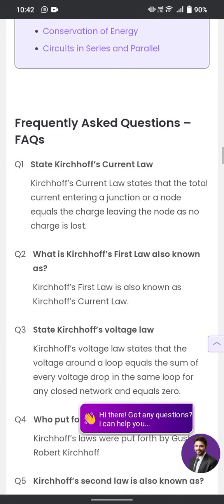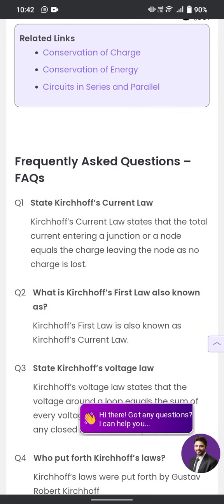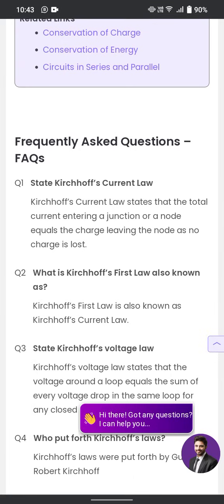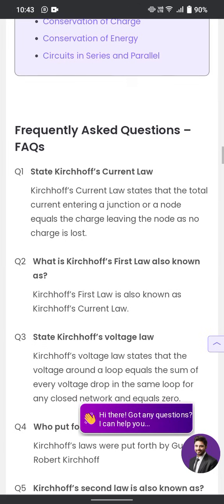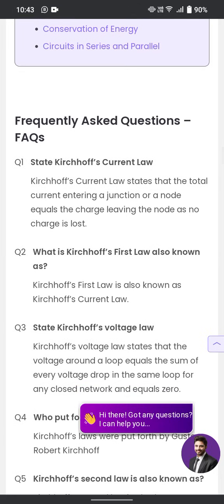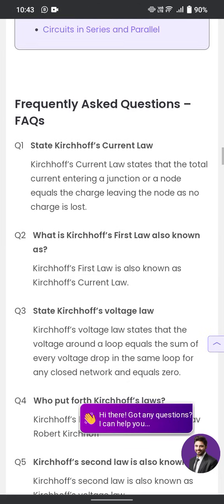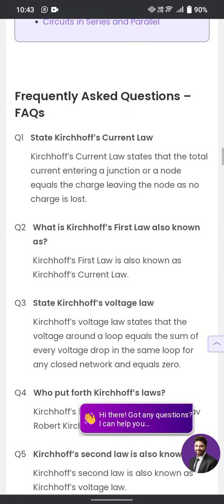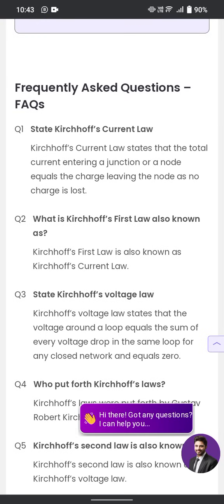Frequently asked questions. Question number one: state Kirchhoff's current law. Kirchhoff's current law states that the total current entering a junction or a node equals the charge leaving the node, as no charge is lost.